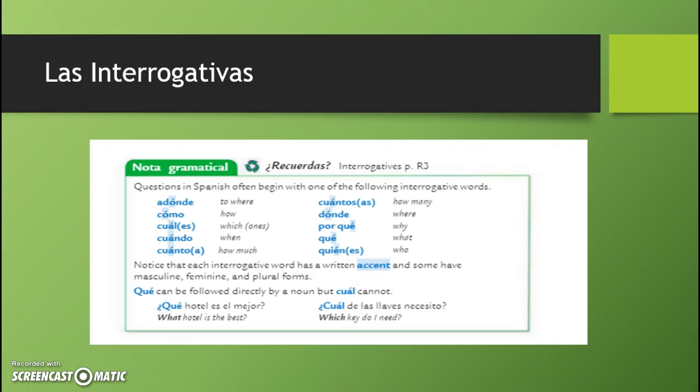¿Cuál hotel es el mejor? So which hotel is the best? So notice I have the noun hotel after our question word for what. So I'm able to do that with the question word que, what. ¿Cuál, on the other hand, often is followed by the word de, because I'm saying which of the following options. Por ejemplo, ¿cuál de las llaves necesito? Which key do I need?